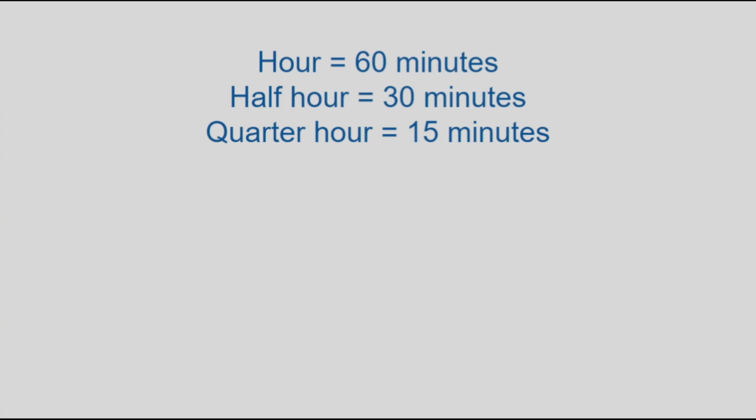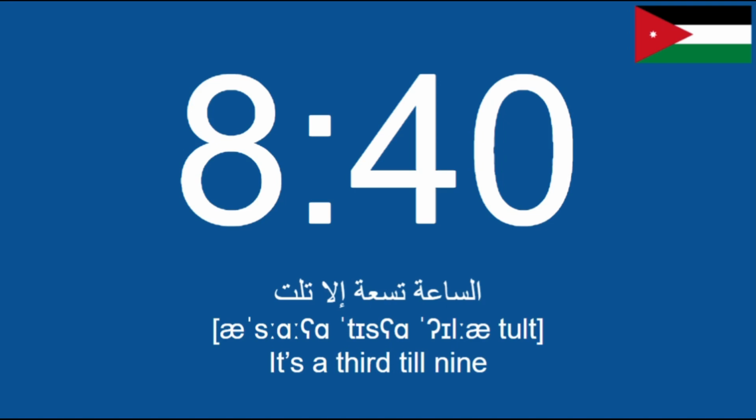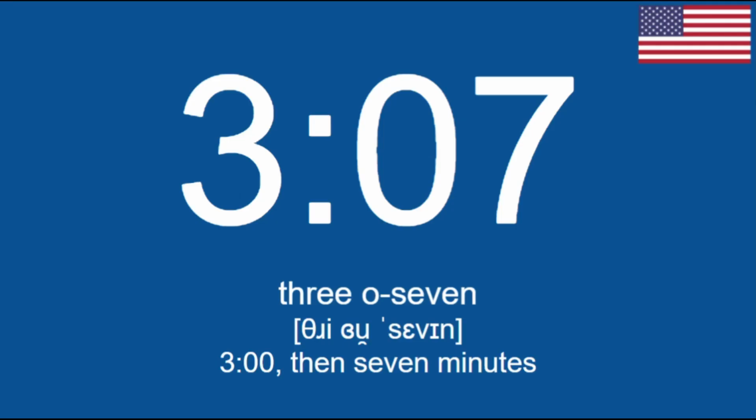For one, in addition to halves and quarters, some languages split their hours into thirds as well, which is 20 minutes. So in Arabic, as-sa'a tis'a illa thult means it's a third till 9 or 8:40. Another important difference to note is that we in English count up from the hours, so when we say it's 3:07, we mean that it's 7 minutes after 3 o'clock.